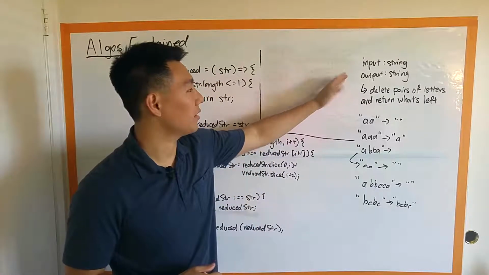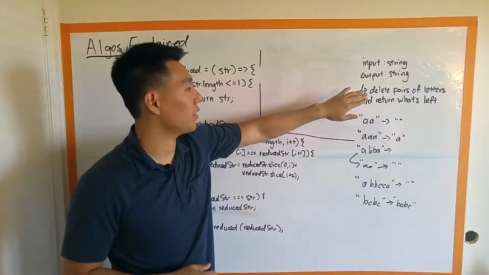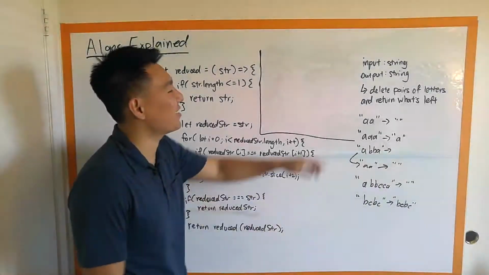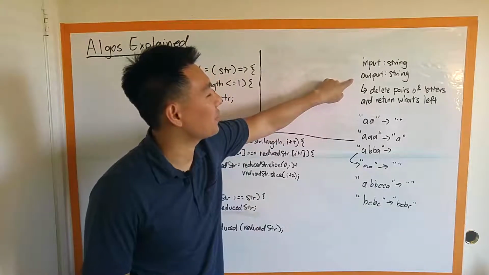Today we're going to go over a problem that doesn't really have a name. You're given a string, your output is a string, and what you have to do is delete pairs of letters. Okay, input's a string, output's a string.